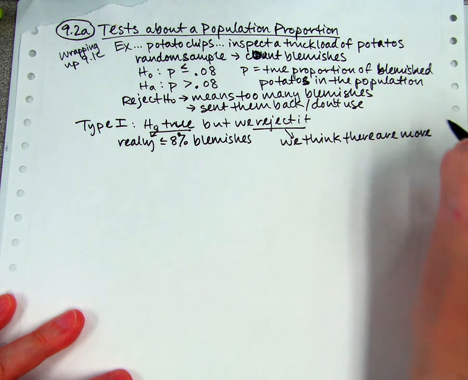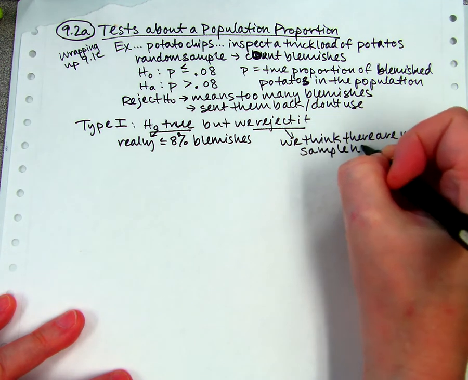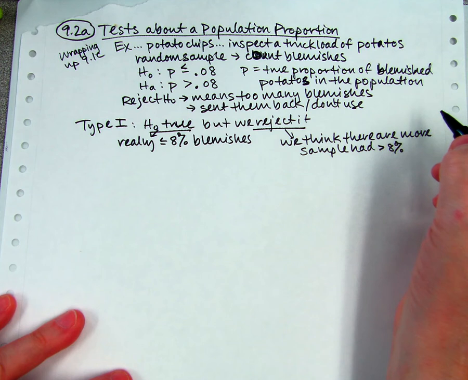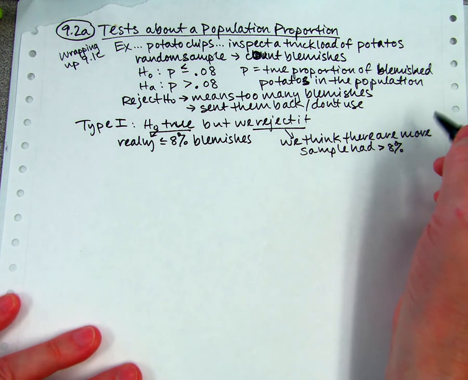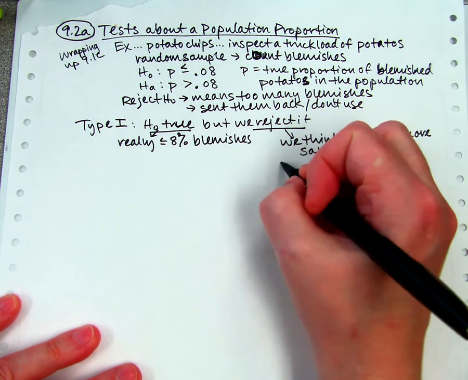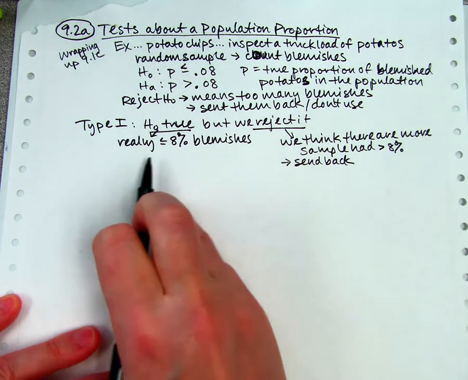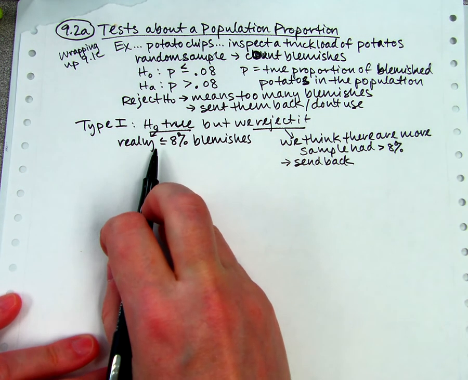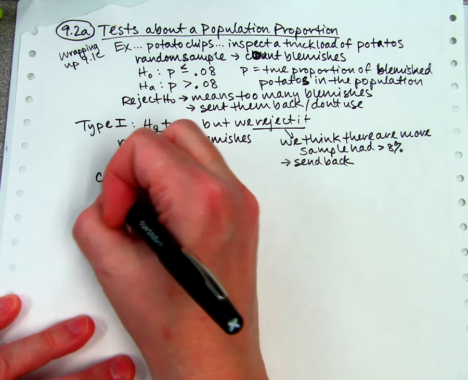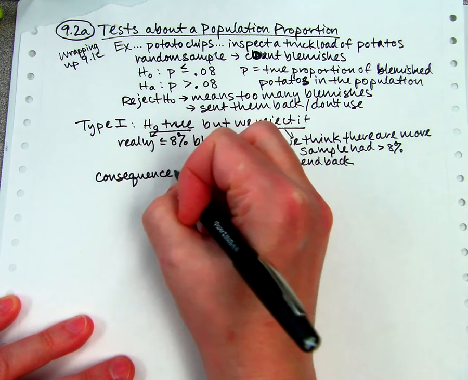Why would that happen? It would happen because our sample had more than 8%. And it's far enough more than 8% that we find it significant, so we send it back. So because we are rejecting, we think there are more, that means we send back this truckload. But remember, there really were less than 8%. So it really was a good truckload of potatoes. We just got a bad sample. The consequence of this is we wasted a truckload of good potatoes.